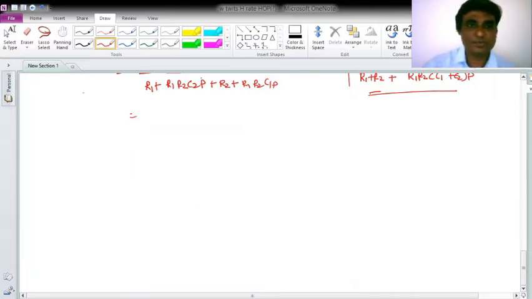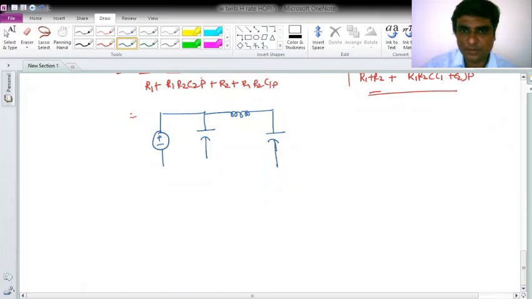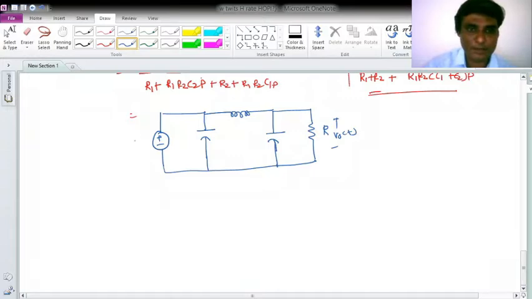Again, we'll take 1 or 2 examples to clear this. So again, say I have the network like this: capacitor, inductor, and one more capacitor, and suppose there is a resistor R, and I am interested to compute V0 of t. Any name will do for the supply, say supply voltage Vs of t. So this is C1, L and C2.